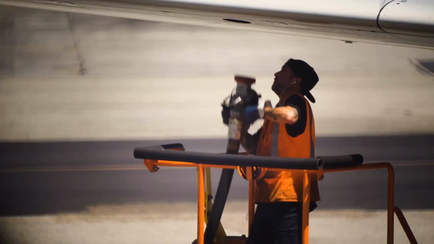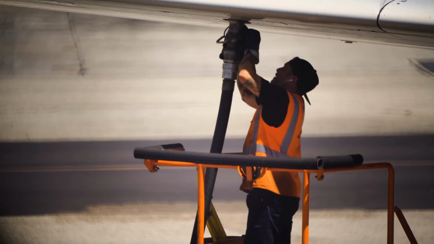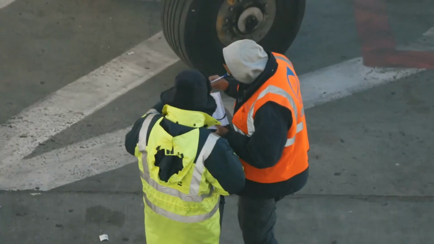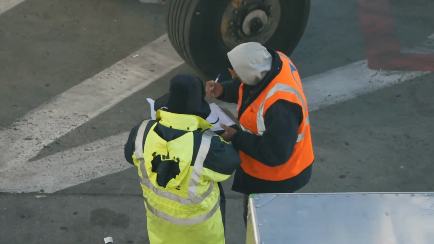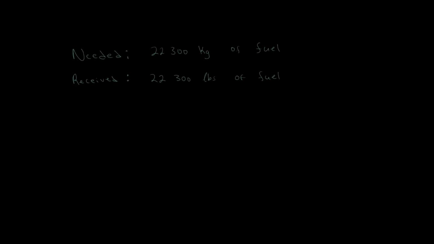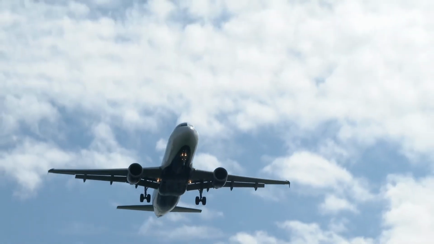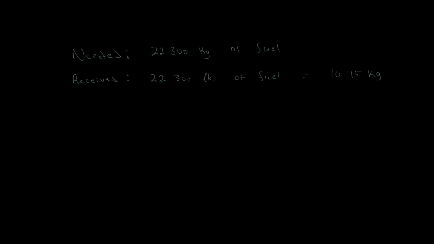The brand new Boeing 767s were the first planes in Air Canada's fleet to switch to kilograms as the unit for the fuel's weight. But ground crews were still used to converting the volume of fuel to pounds. The plane needed 22,300 kilograms of fuel for the flight, but because the wrong conversion factor was used, the plane took off with 22,300 pounds of fuel, just under half the fuel it needed. And this just goes to show just how important using the correct units are.